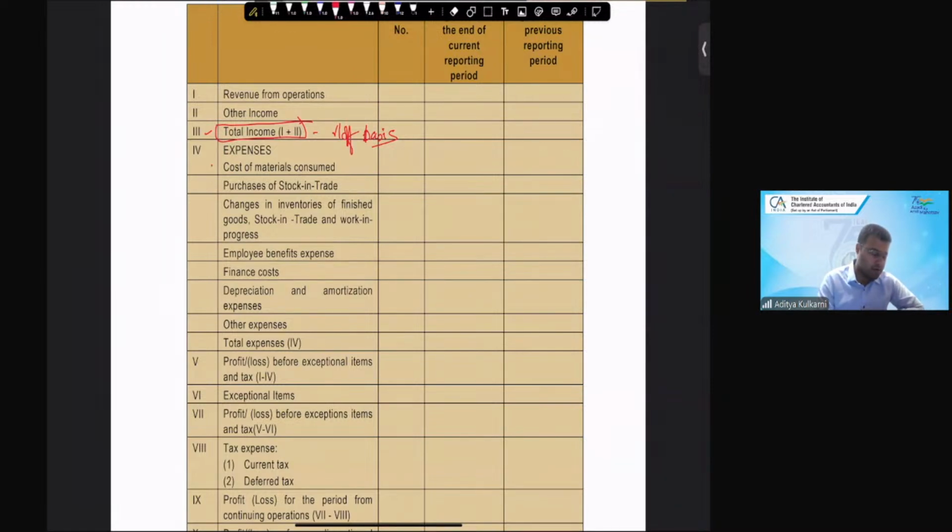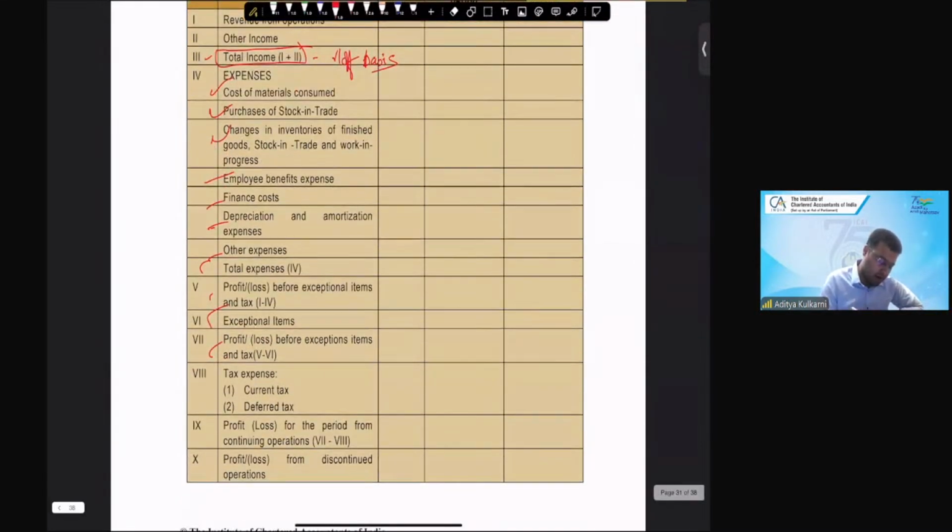Expenses: cost of materials consumed, stock in trade, changes in inventories, employee benefits, finance cost, depreciation, other expenses, total expenses. So that gives you P&L before exceptional items. Exceptional items to give you P&L after exceptional items, before tax.